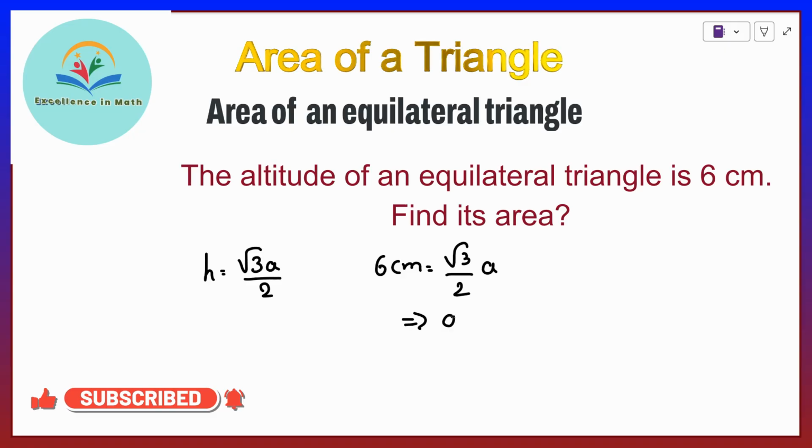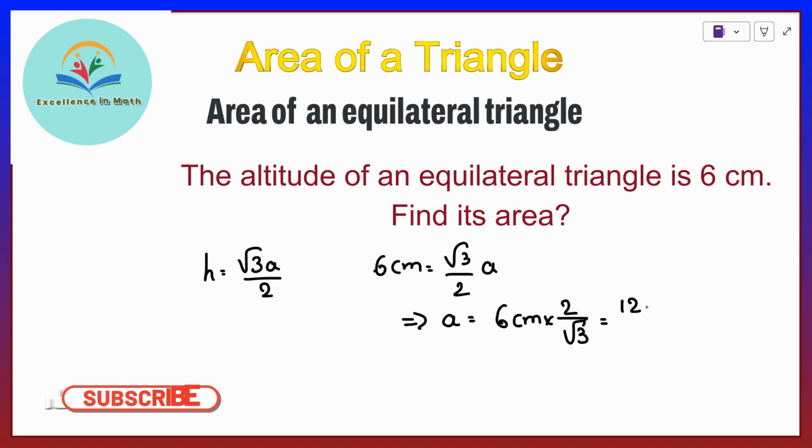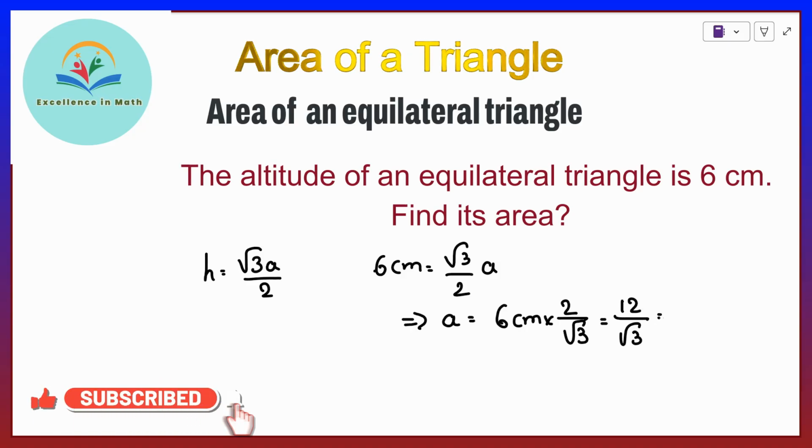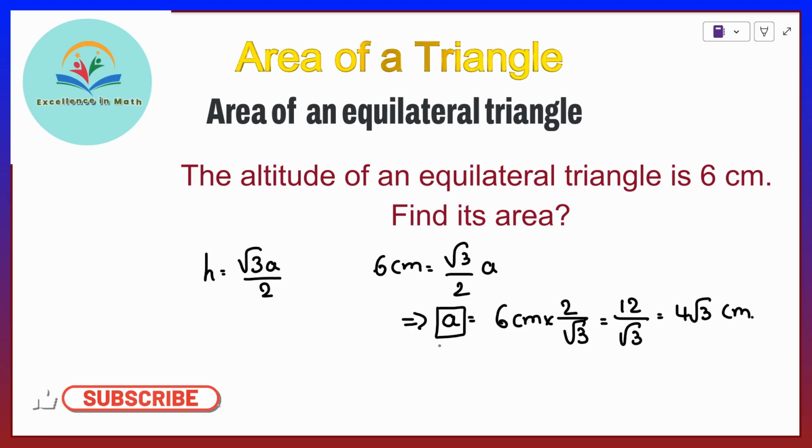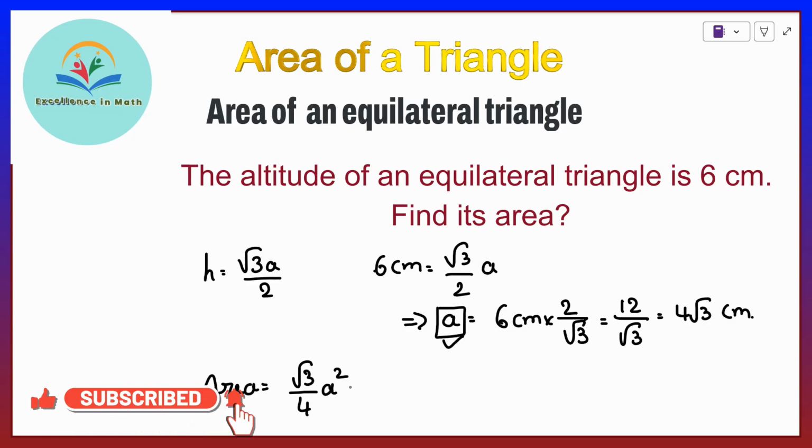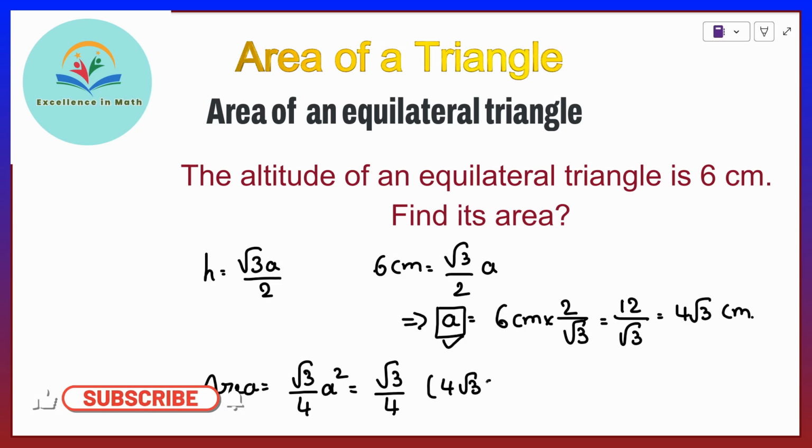From this we can get the value of A is equal to 2 times 6 centimeters times 2 by root 3. That is equal to 2 times 6 is 12, 12 over root 3, we can write it as 4 root 3 centimeters. Once we find the side of an equilateral triangle, it's very easy for us to find out the area. The area of an equilateral triangle is root 3 by 4 A square. Let's substitute the value of A, that is 4 root 3 centimeters, in the given formula.